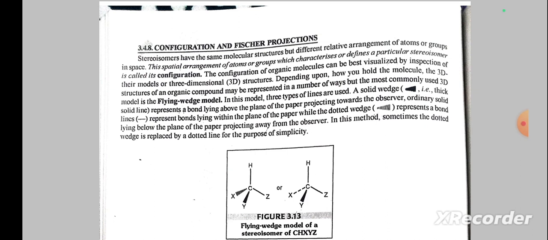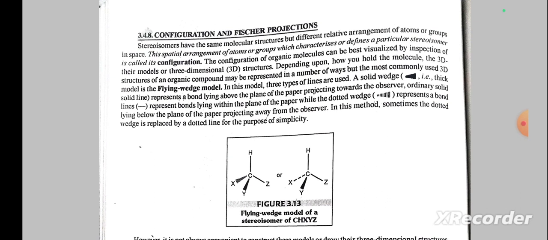Configuration and Fischer projection. Stereoisomers have the same molecular structure but different relative arrangements of atoms or groups in space. It is the spatial arrangement of atoms or groups which characterizes or defines a particular stereoisomer and is called the configuration. The configuration of an organic molecule can be visualized by inspecting their models and three-dimensional structure.